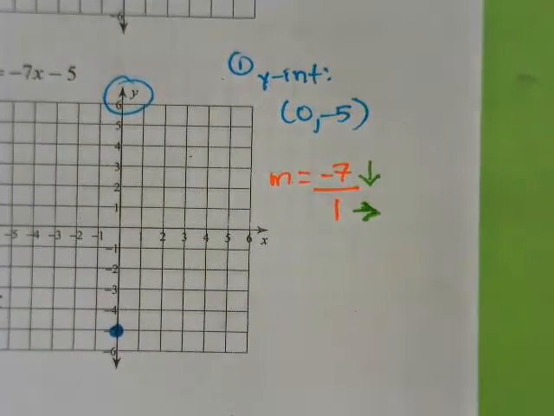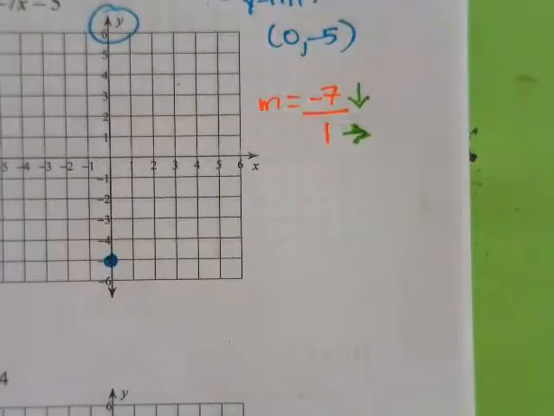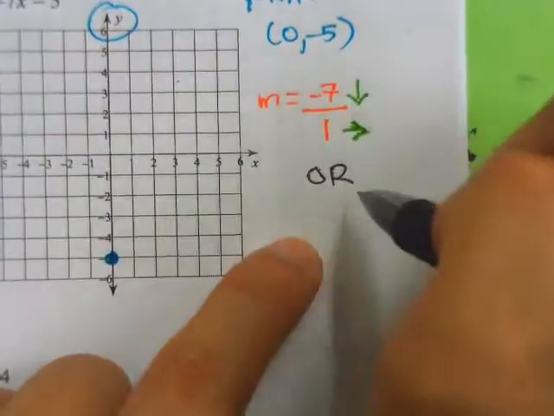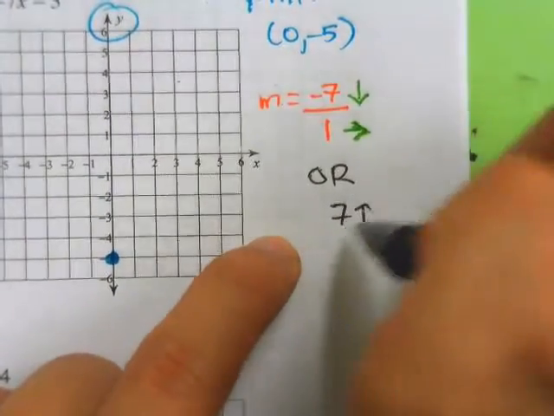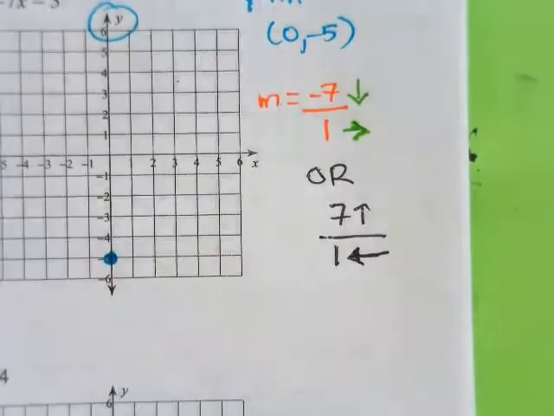So this is the normal way. We're going to go 7 down, 1 to the right. Uh-oh. Do we got room for 7 down, 1 to the right? No. Fully backwards. 7 up, 1 to the left.